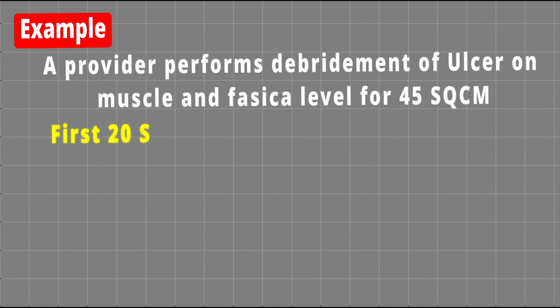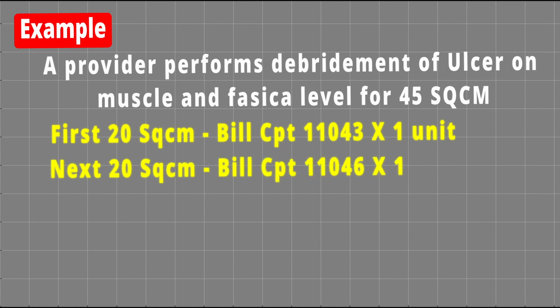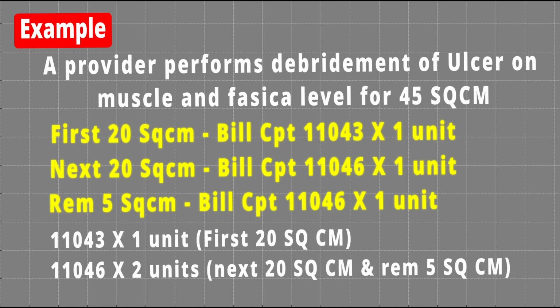For the first 20 square centimeter, bill 11043 for 1 unit. For the next 20 square centimeter, bill 11046 for 1 unit. For the remaining 5 square centimeter, bill 11046 for 1 unit. Finally, it should look like this: 11043 1 unit for the first 20 square centimeter, 11046 2 units for the next 20 square centimeter and the remaining 5 square centimeter.